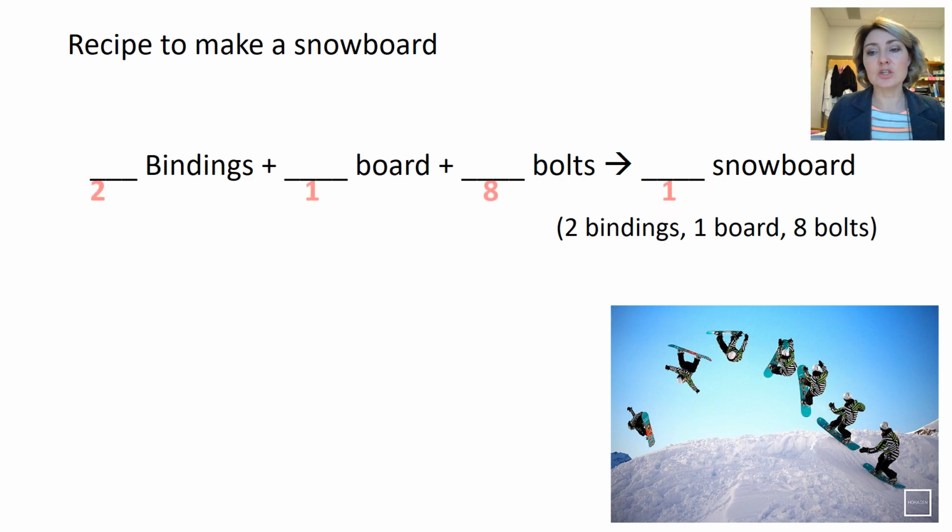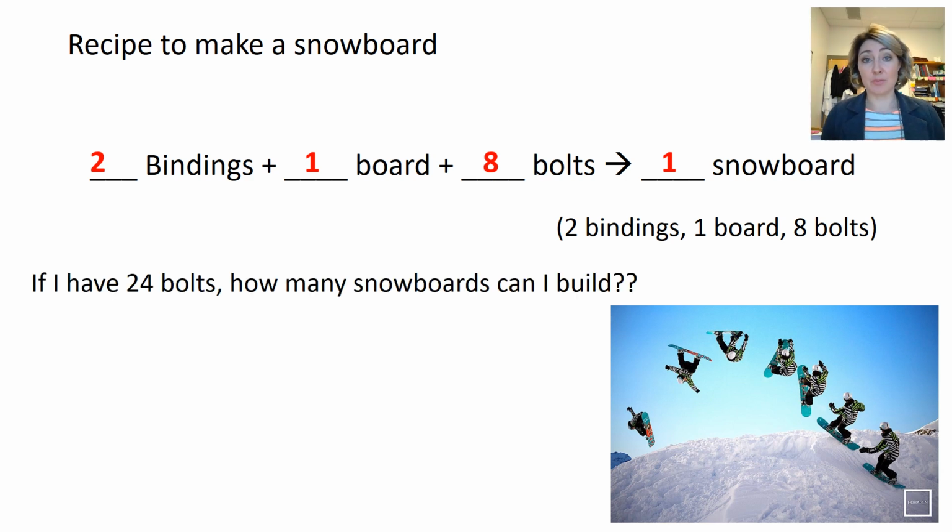So let's go ahead and use those numbers as our coefficients for our reactants, the bindings, board, and bolts. So I need 2 bindings plus 1 board plus 8 bolts. That's going to give me one complete snowboard. So far, you're seeing that this kind of looks like a chemical equation. This is not stoichiometry. Where it becomes stoichiometry is if I told you, okay, I have 24 bolts.